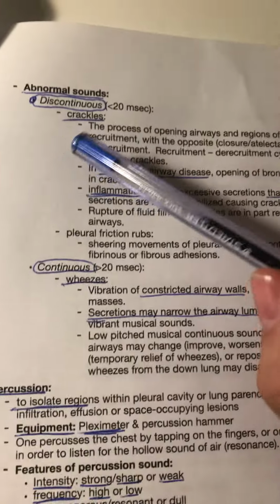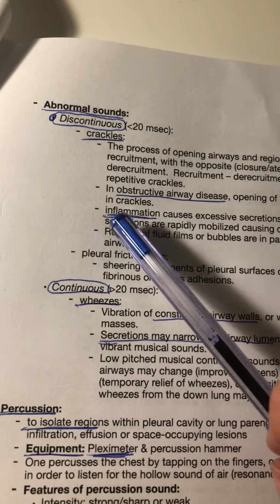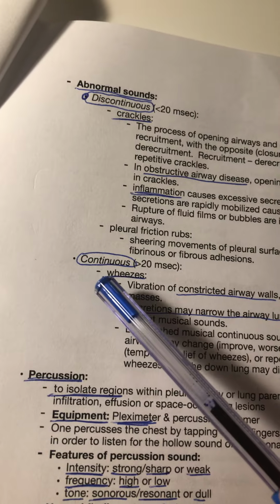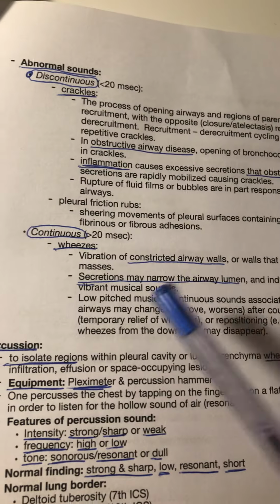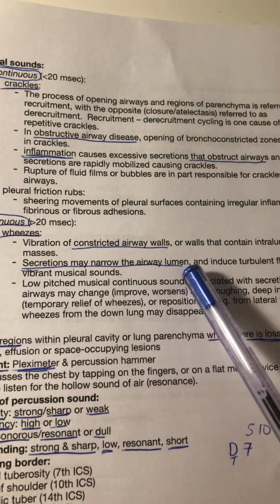So, the abnormal sounds. If it's discontinuous, these are the crackling sounds. So, an obstructive airway disease can be caused by inflammation that obstructs the airways. Or if continuous, these are wheezes. So it constricts the airways, and it can be caused by secretions in the narrow airway lumen.